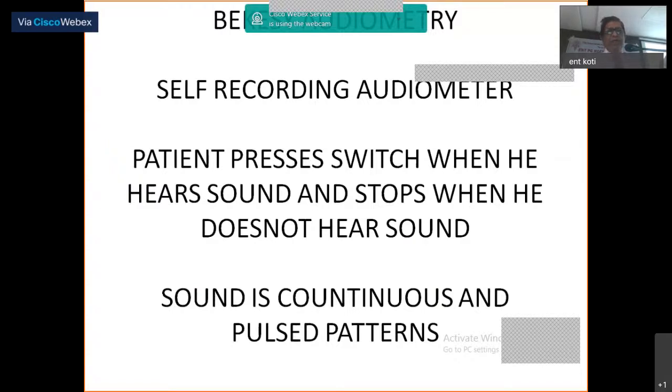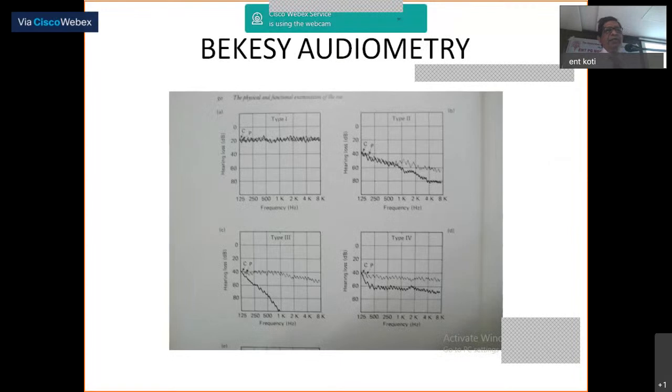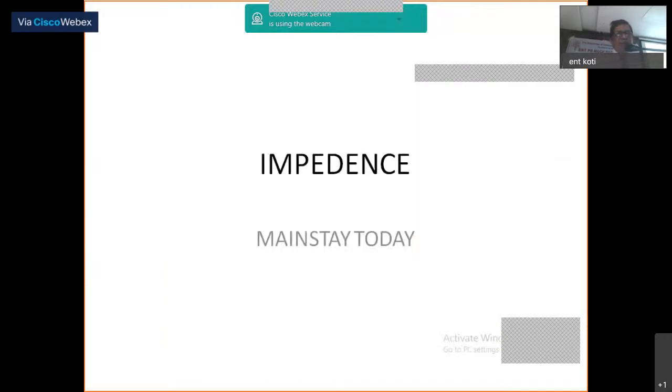Then we will get a recording, which is again based on two indicator study. In neural lesions, the continuous one will be heard, the pulse will not be heard. In type 1, it is normal. In type 2, the pulse will come down. In type 3, the pulse falls down much earlier than the continuous one. In type 4, it will be parallel. So that could be malingering. One is retrocochlear loss, one is early decay, one is conductive. It is not very reliable nowadays because of other developments.